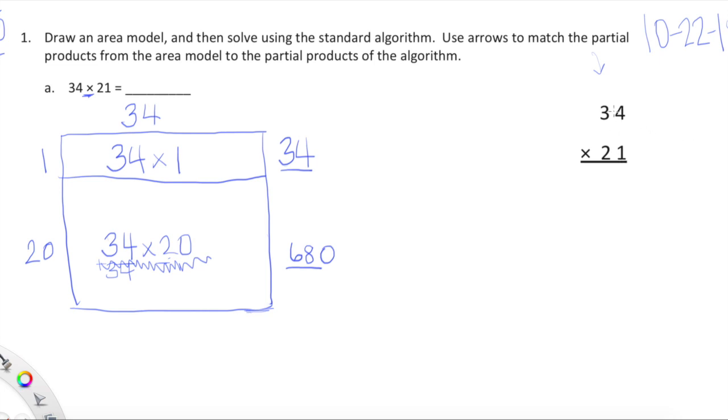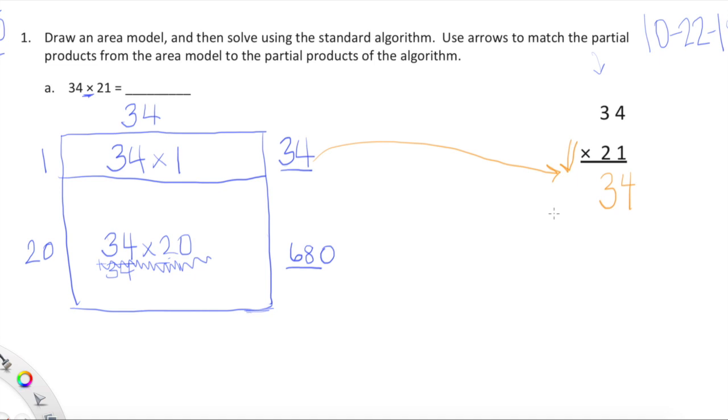Okay, so let's look at 1 times 4. 1 times 4 is 4. And then we're going to look at 1 times 3. 1 times 3 is 3. So this is a partial product. Now we're going to go over and see if these two numbers match. Yes, we are all good.